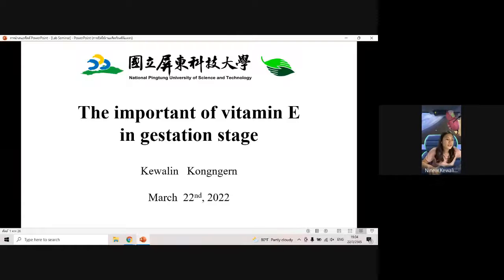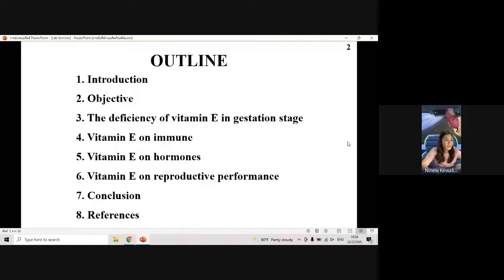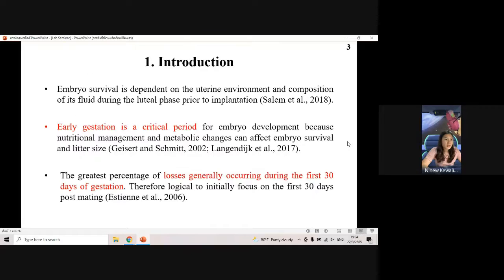I would like to present the topic: the importance of vitamin E in the gestation stage. My outline includes the introduction, objective, the deficiency of vitamin E in the gestation stage, vitamin E on immunity, hormones, and reproductive performance, my conclusion, and then the last one is my reference. I would like to start my introduction.